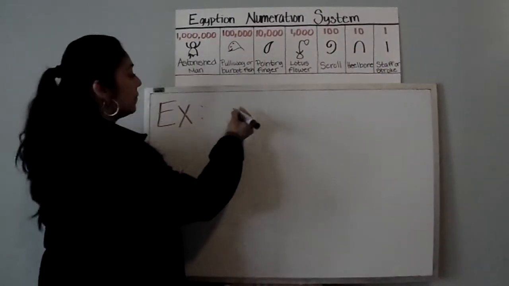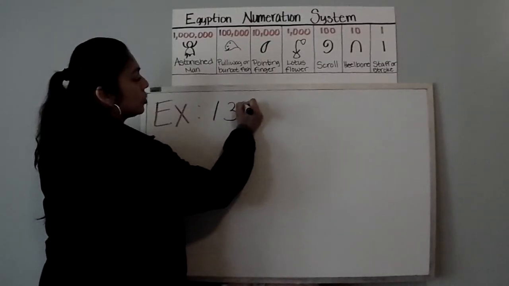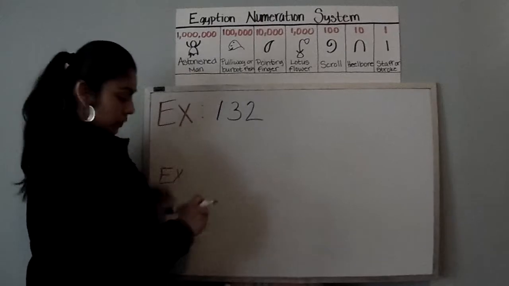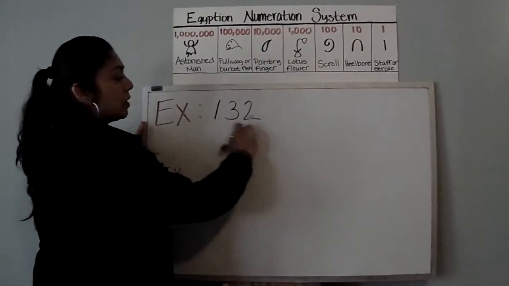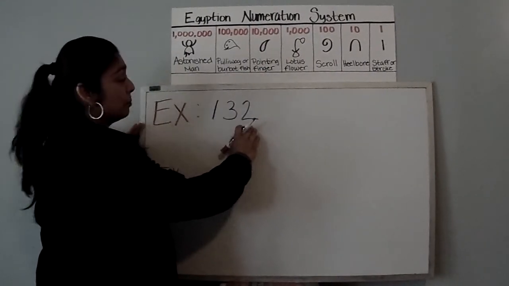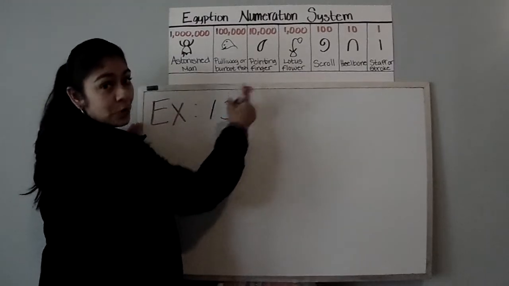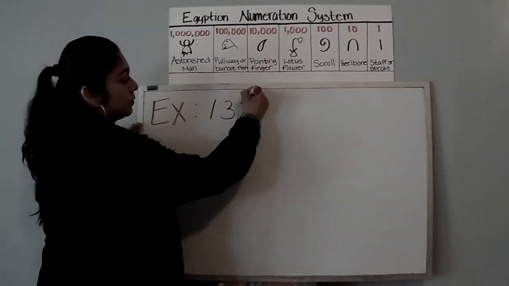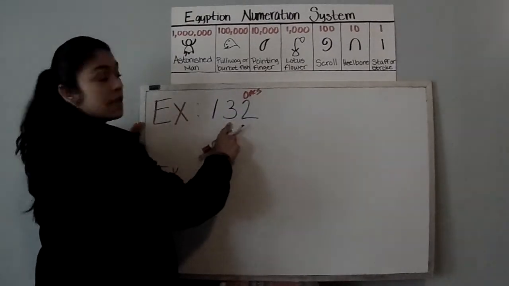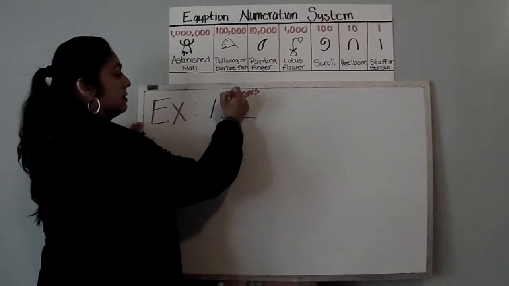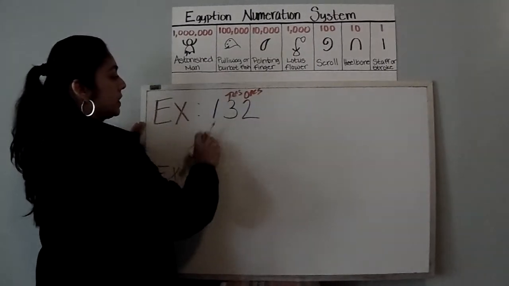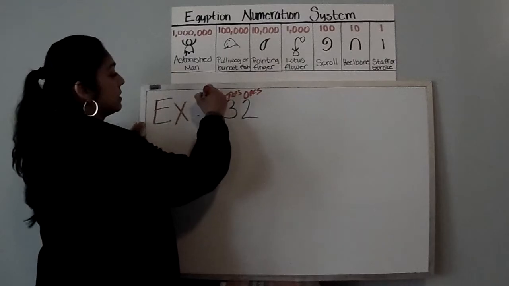Suppose we have 132. Okay, we're going to determine the place value of each number. So the 2 is in the ones place. The 3 is in the tens. The 1 is in the hundreds.